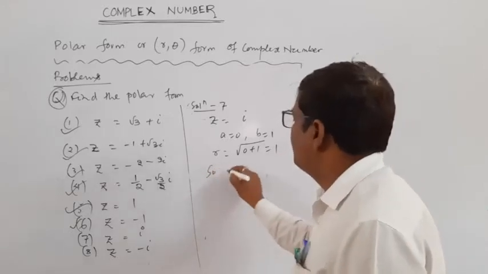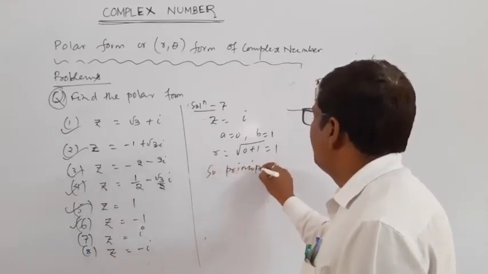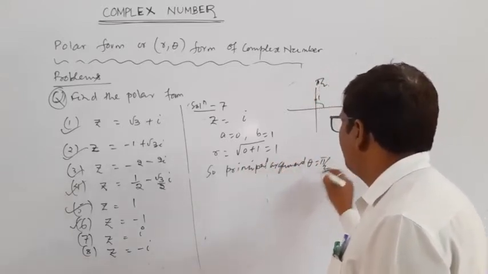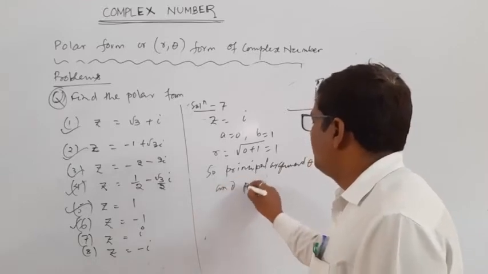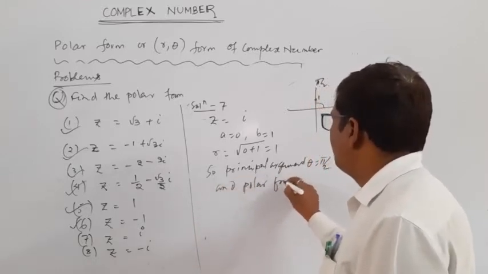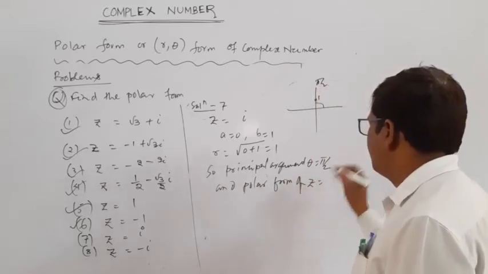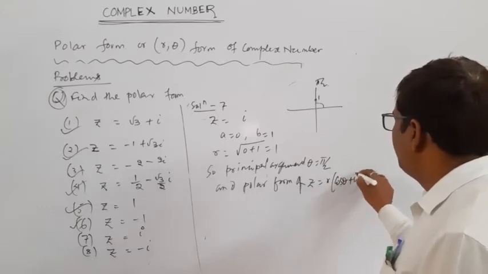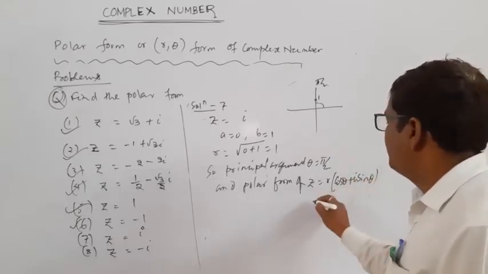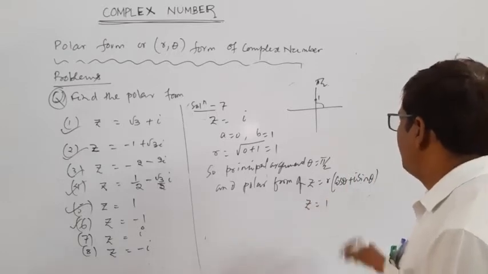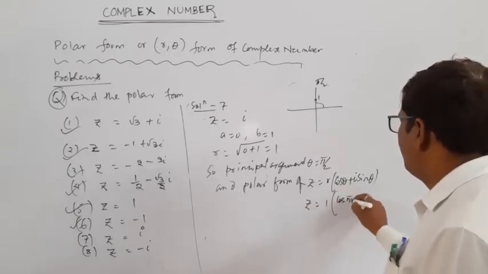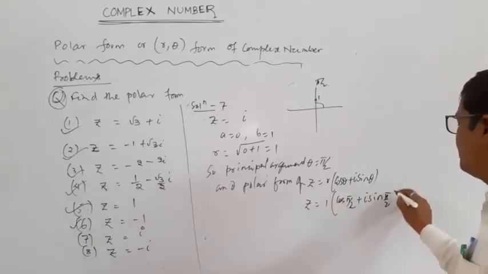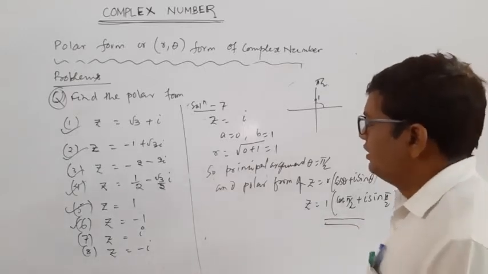So principal argument theta is equal to pi by 2, and the polar form of z is equal to what? r into cos theta plus i sin theta, that is z is equal to 1 into cos pi by 2 plus i sin pi by 2. This is the polar form of z is equal to i.